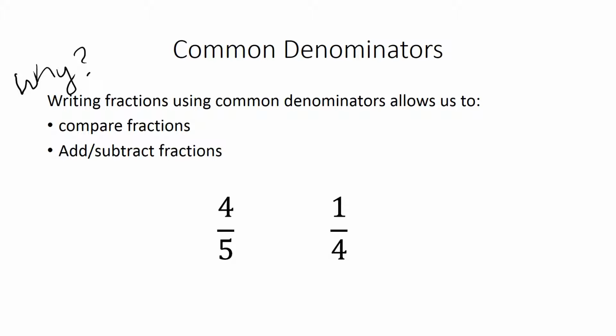It's much easier to compare 3/4 to 1/4 than it is to compare anything with different denominators, for example, 4/5 and 1/4. It's much harder to do that, but it's much faster if we have the same denominator. The other one is to add and subtract fractions, which is what we're going to be doing in this unit. In order to do that, you need to be able to find a common denominator.